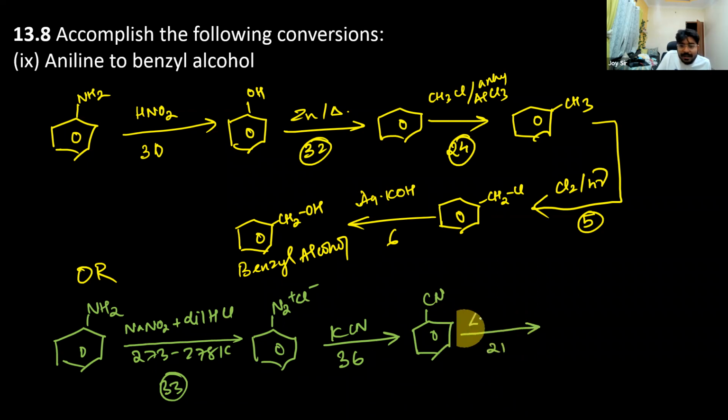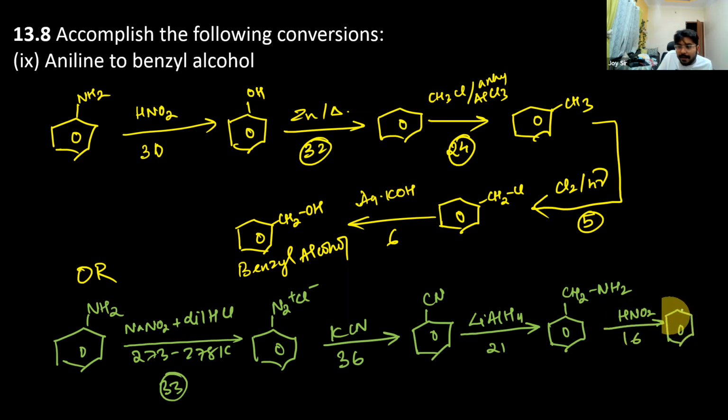Fine. So from the CN, what can I do? I can give number 21 reaction, lithium aluminum hydride. Ultimately what will happen? Our CN will become CH2NH2. Now how can I remove the NH2? Number 16th reaction, HNO2. It will become CH2OH. Fine, this is also our benzyl alcohol. One step less was needed, right? It took four steps, the earlier one took five steps. Okay, done. So both the ways are correct. I'll prefer you to do the green colored way. That is shorter.